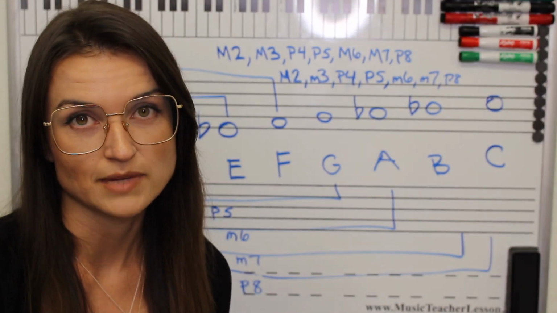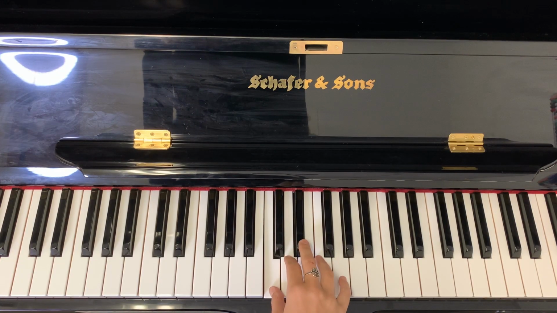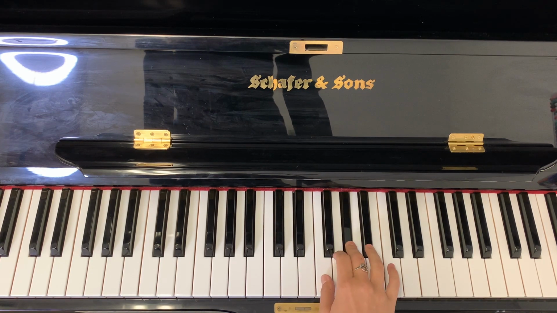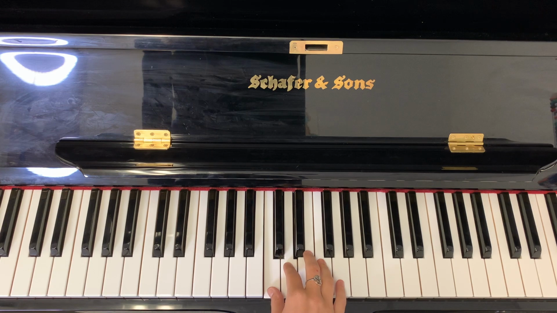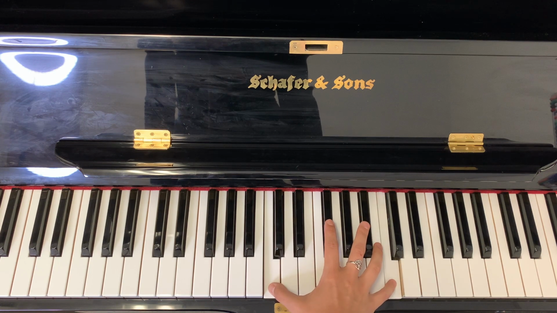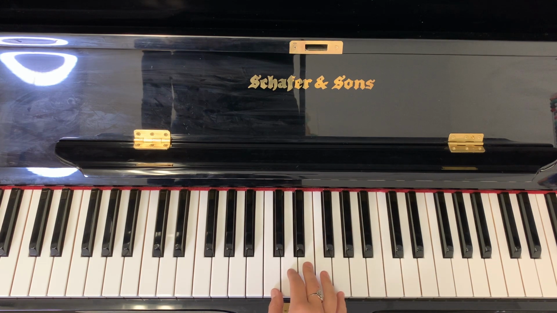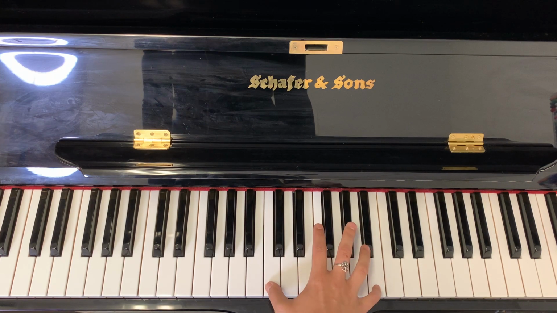Now I will show you the minor intervals on the piano. So here is our minor scale. C to D is a second, C to E is our minor third, fourth, fifth, minor sixth, minor seventh, perfect octave. So the difference is the third from the major to the minor, the sixth, and the seventh.